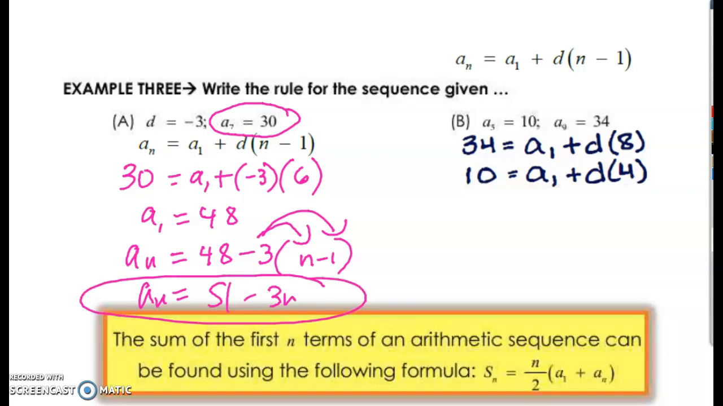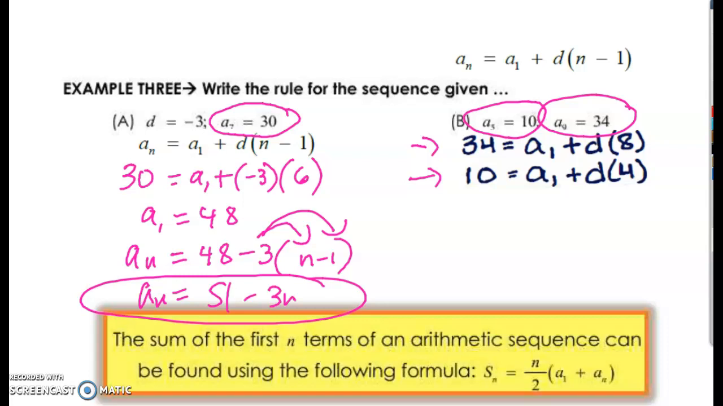Now, on occasion, instead of giving you the difference, they'll give you two of the terms. So they'll say, you know, the fifth term is 10 and the ninth term is 34. So you would go ahead and write yourself a system of equations. So when a sub n is 34, we don't know what a sub 1 is, but we know plus the difference, whatever the difference is, times n minus 1.